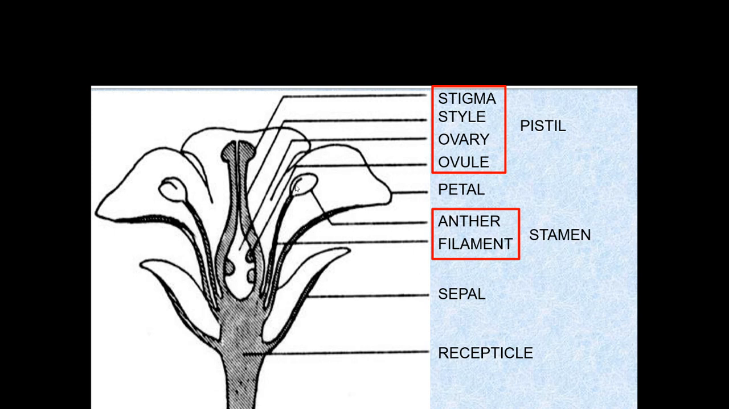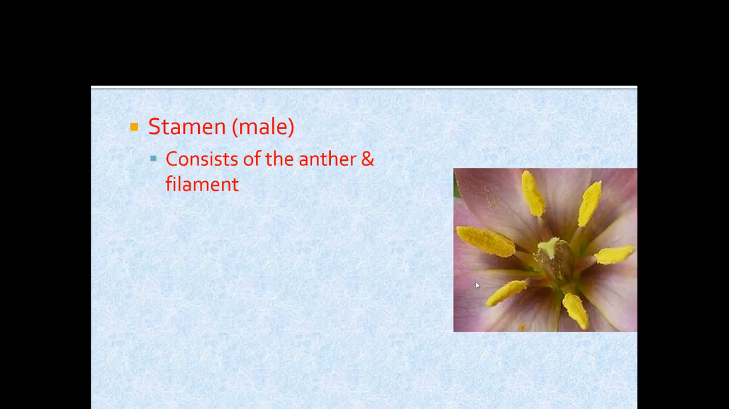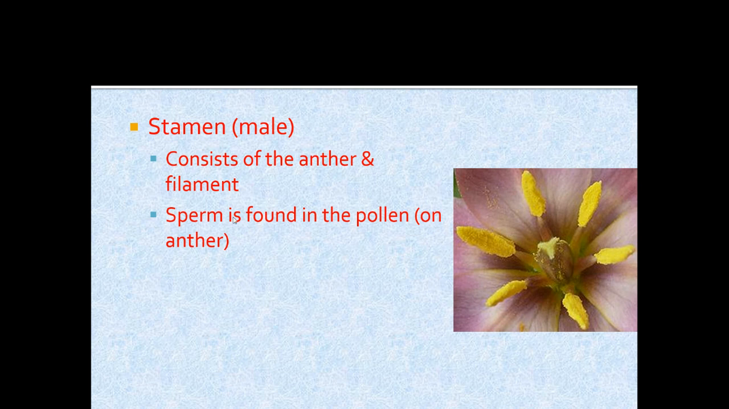So you have the anther here and the filament, and then the anther will have the male gamete. Okay, so the stamen consists of the anther and filament. Sperm is found in the pollen on the anther. Okay, so you have the sperm here.